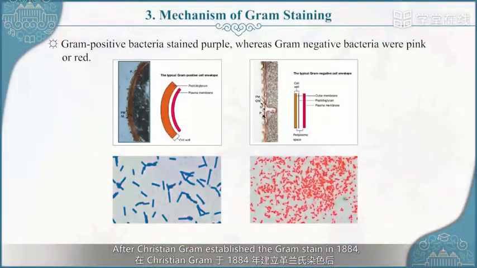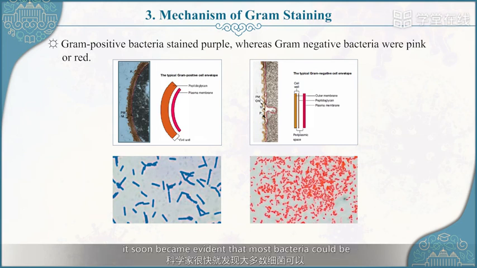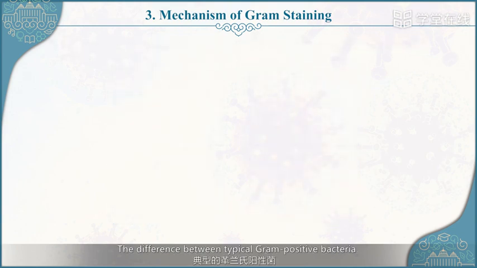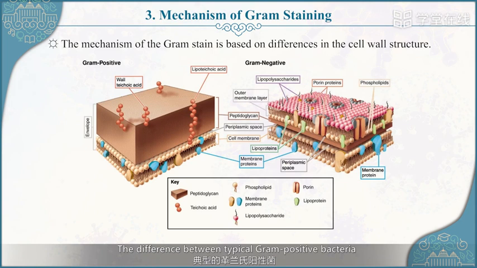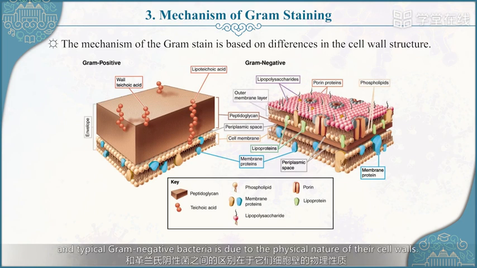After Christian Gram established the gram staining in 1884, it soon became evident that most bacteria could be divided into two major groups based on their response to the gram staining procedure. Gram-positive bacteria stained purple, whereas gram-negative bacteria were pink or red. The difference between typical gram-positive bacteria and typical gram-negative bacteria is due to the physical nature of their cell walls.